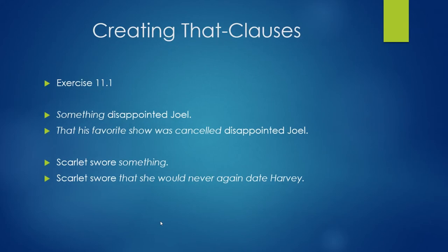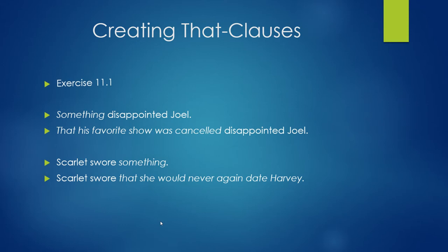So looking just at a couple of examples from 11.1, let's create some that clauses, and maybe that can help us to figure out how they function. So let's start with the first sentence where we have an unknown subject. Something disappointed Joel. So if I wanted to create a that clause, with the that clause being the subject, I could say something like, that his favorite show was canceled disappointed Joel. And that clause is now functioning as the subject of the sentence.